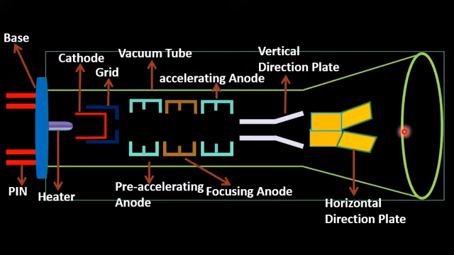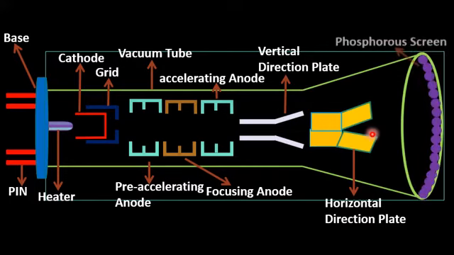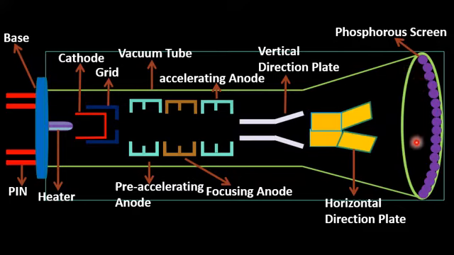So dear student, this is very important. The potential manipulation of the vertical directional plates as well as the horizontal directional plates will define the interaction of the electrons onto the surface of the phosphorescent screen. So this is the schematic representation of the phosphorescent screen.